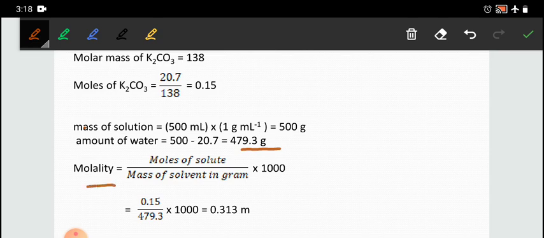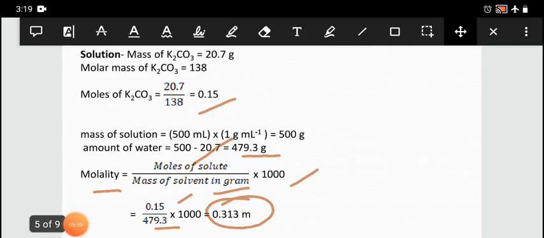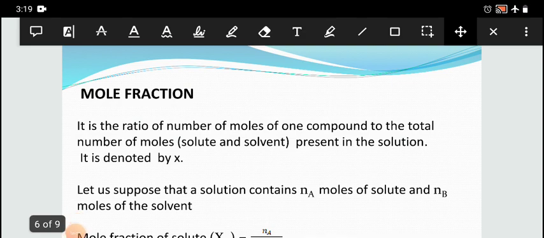Now molality is moles of solute divided by mass of the solvent. Because it is in gram, I have to multiply with 1000. Moles are 0.15 and mass of the solvent is 479.3. I will get the value of 0.313 m, small m. Hope you understand this. Now next is mole fraction.